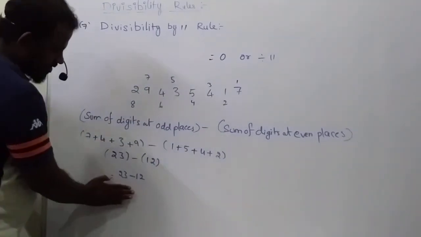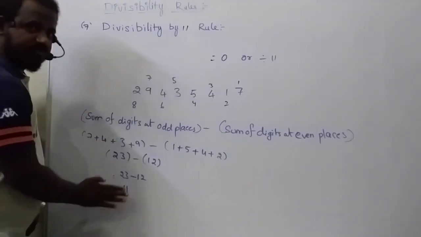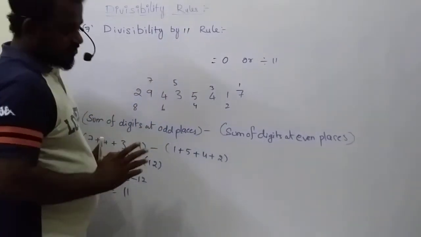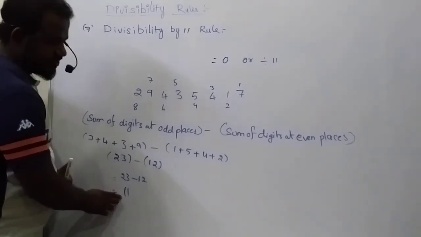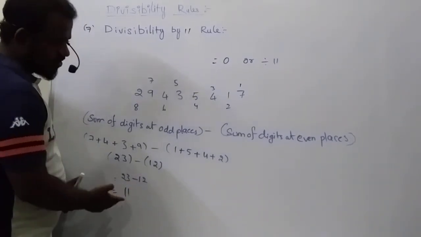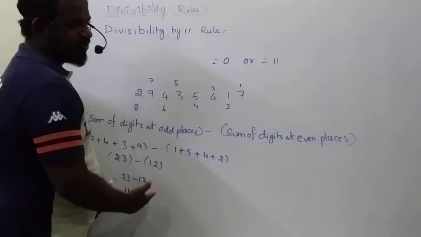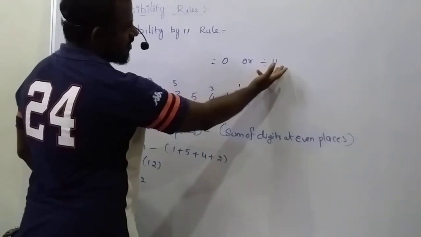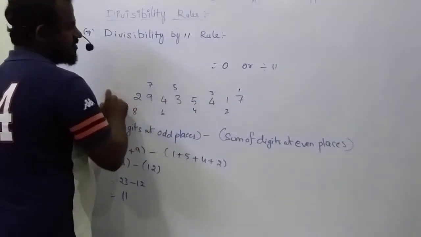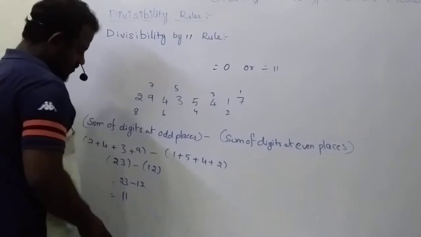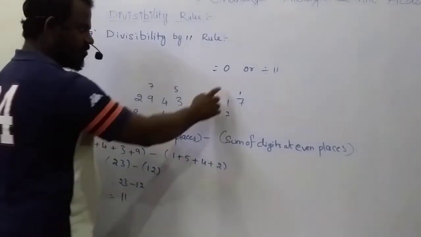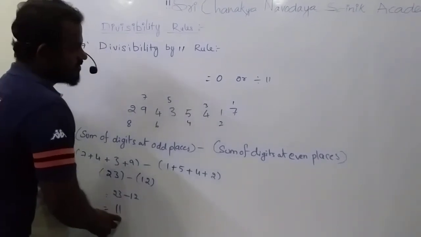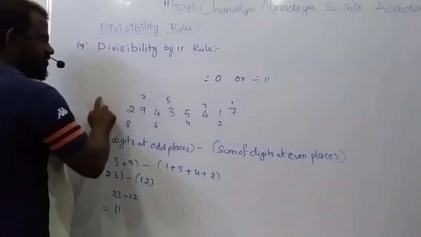What if we got a difference value of 0 here? Then also this given number is divisible by 11. If the difference value is a non-zero value, like 12 or 13, that will not go in the 11 table, right? Then we can say this number is not divisible by 11. So if the difference value is 0, yes, it is divisible by 11. If we got a difference value which is divisible by 11, then we will say this number is also divisible by 11.